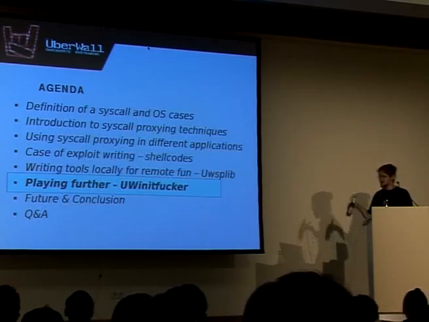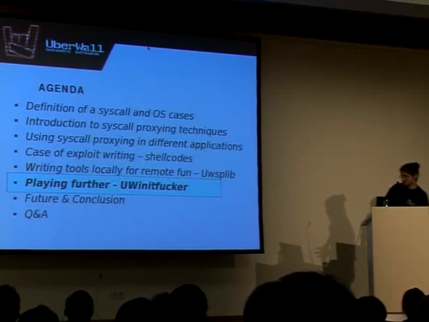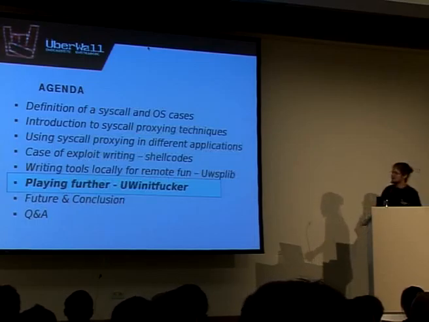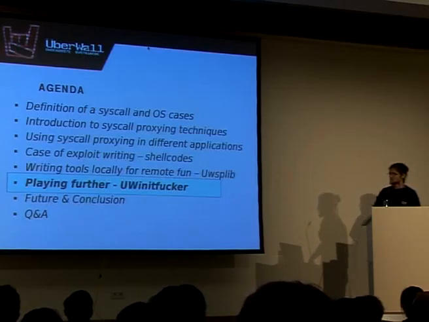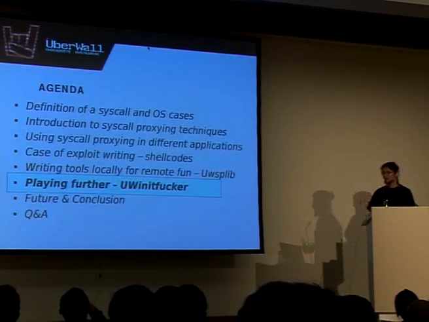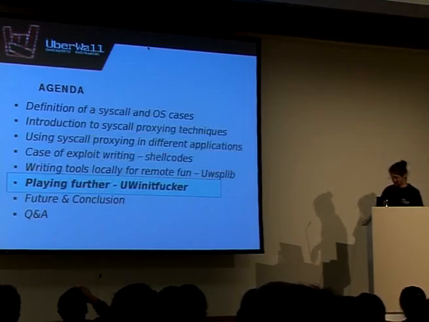So, with this library, shellcodes, application, what can we do a bit further? How can we really play with this kind of exploit to do a lot of things at the same time, and how can we rootkit a box or cover your traces at the same time you're exploiting the box? That was the trick with initfucker. Sorry for the name, I just like these kinds of stupid names.